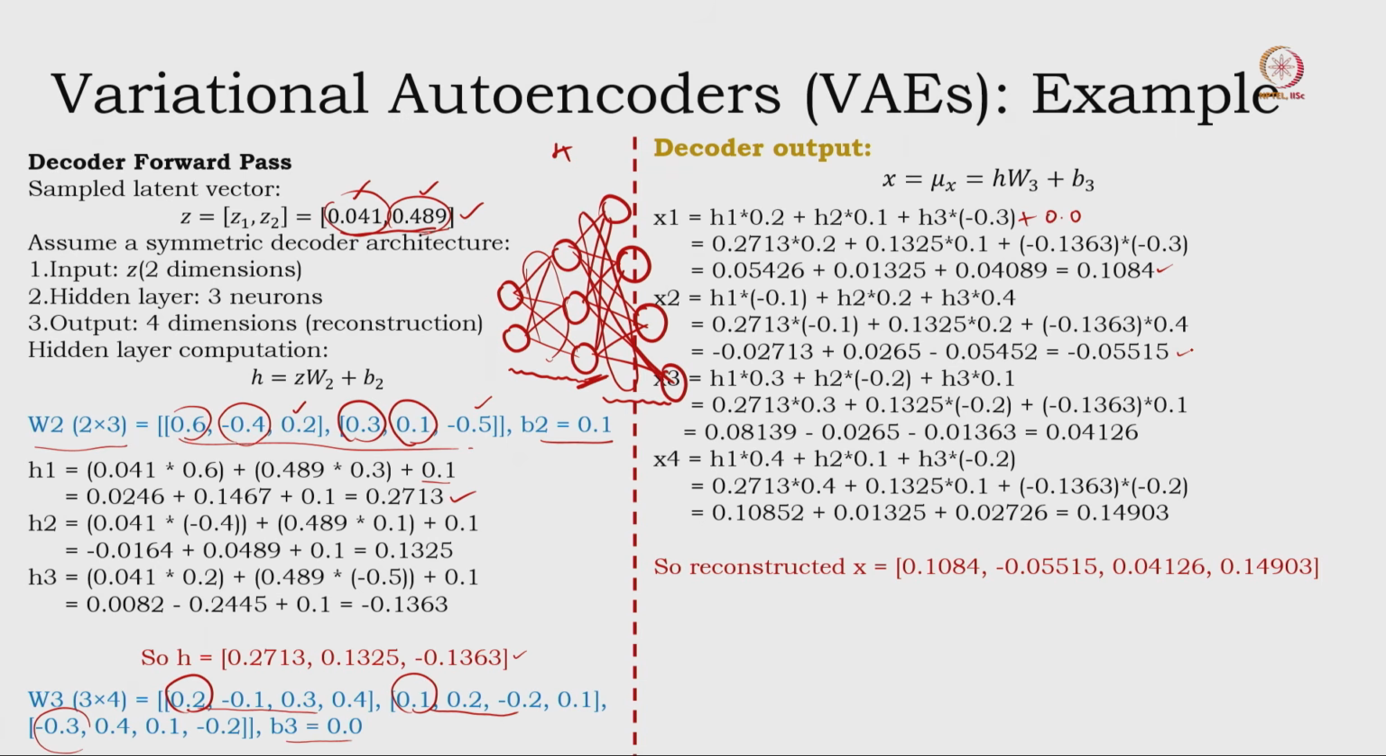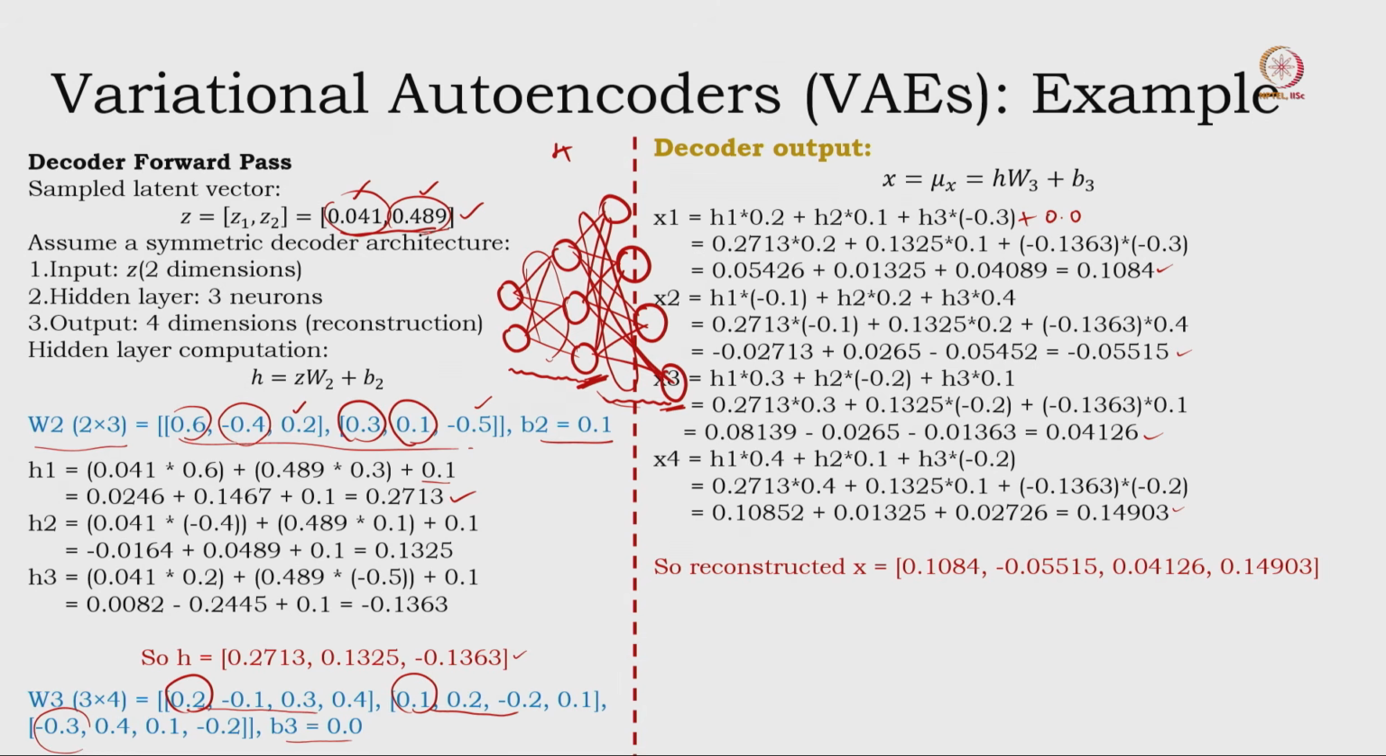You will obtain these 4 values. Now, where have we reached? From the hidden layer we have reached the output layer. So, we are doing the decoder part, and what is that? The decoder is trying to reconstruct the data. The decoder is trying to reconstruct the continuous data.